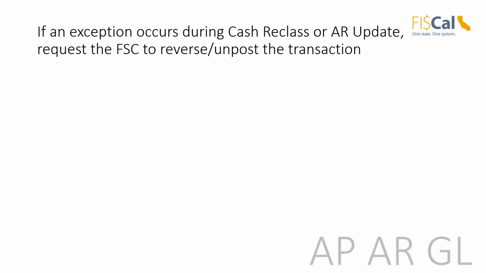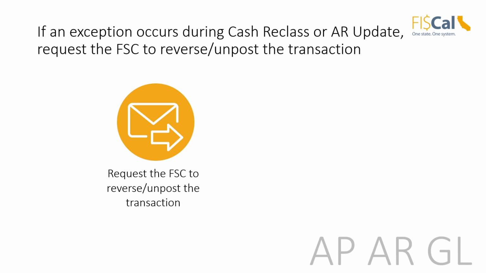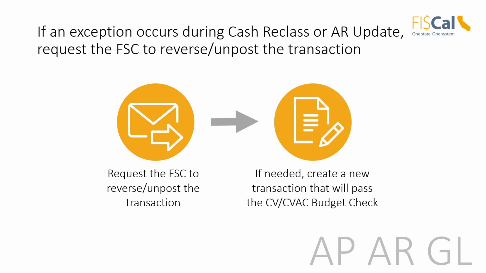If an exception occurs in either the cash reclass for non-PFA activity or AR update events, request the FSC to either reverse or unpost the transaction. If needed, create a new transaction that will pass the CVAC budget check.